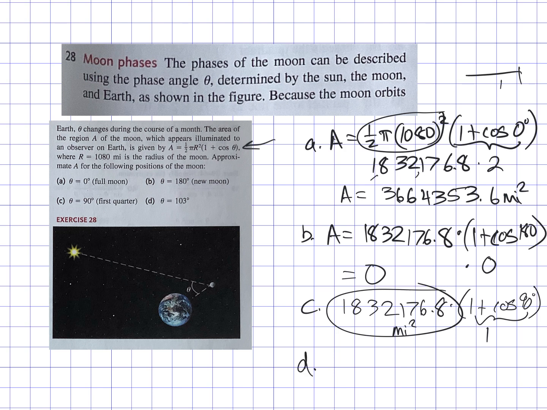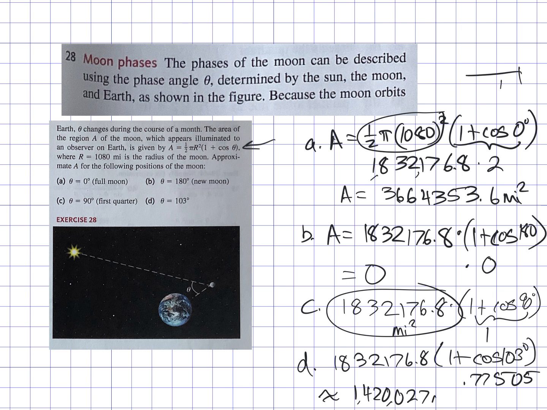Okay, and then part D, 103 degrees. All right, so put that in your calculator. Cosine of 103 degrees is negative 0.222 plus 1 gives us 0.77505. Multiply that number by 1,832,176.8, and we get 1,420,027 square miles.